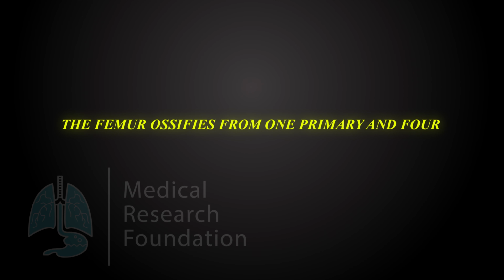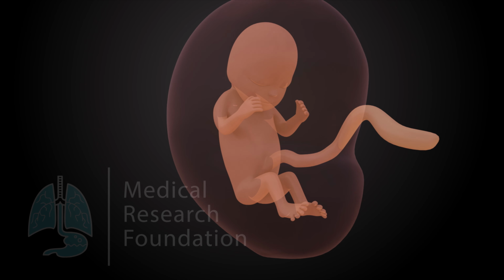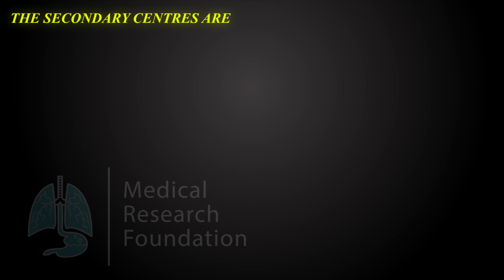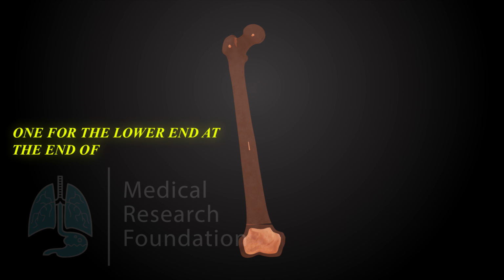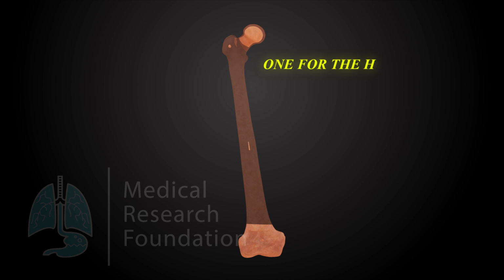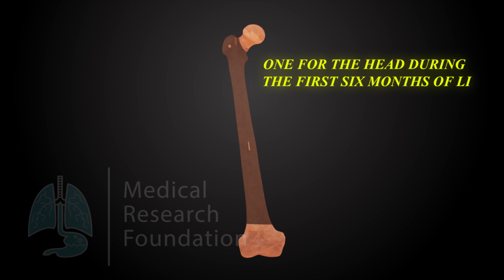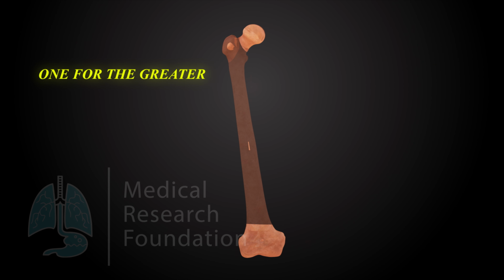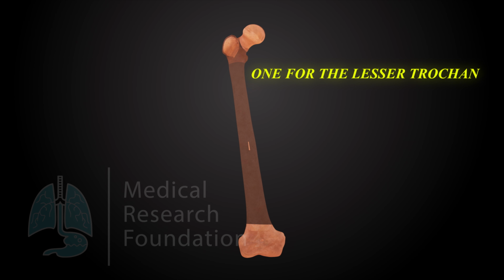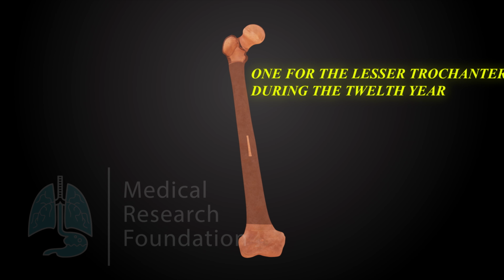Ossification. The femur ossifies from one primary and 4 secondary centers. The primary center for the shaft appears in the 7th week of intrauterine life. The secondary centers are one for the lower end at the end of the 9th month of intrauterine life, one for the head during the first 6 months of life, one for the greater trochanter during the 4th year, and one for the lesser trochanter during the 12th year.